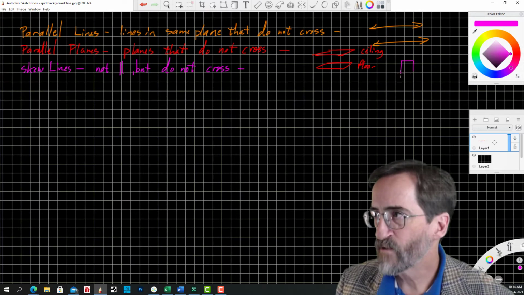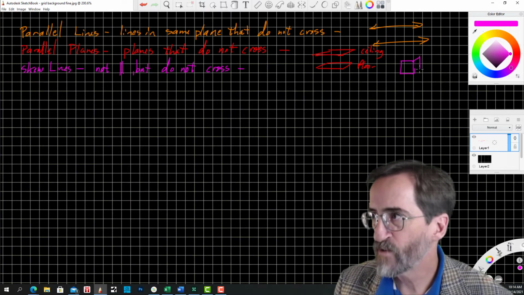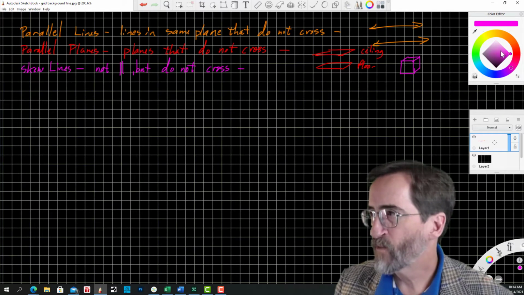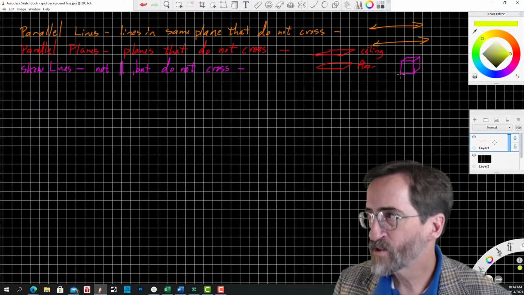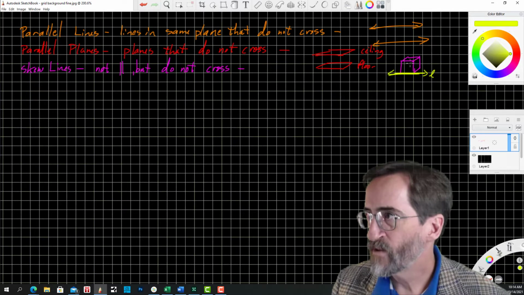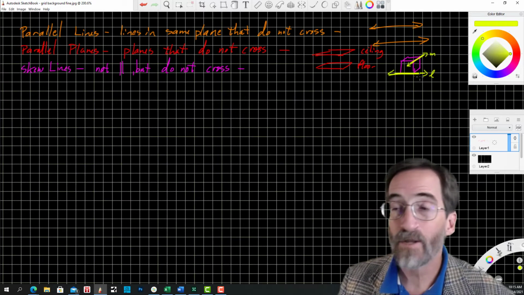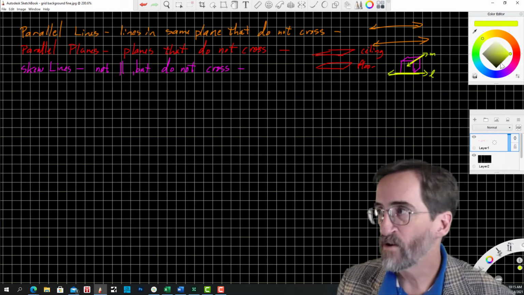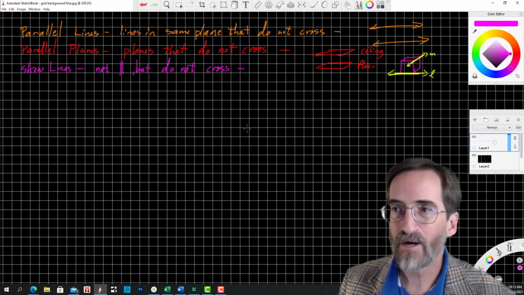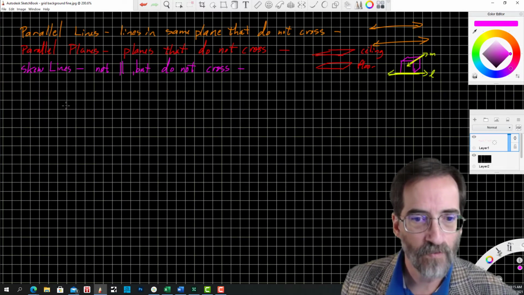What I'm going to do for this example is I'm going to draw a three-dimensional cube. Okay, and I'm going to highlight two of the edges. So this bottom edge we'll call line L, and this top edge we'll call line M. Because M passes over the top of L, M and L never cross, but they're also not parallel, so they are skew.